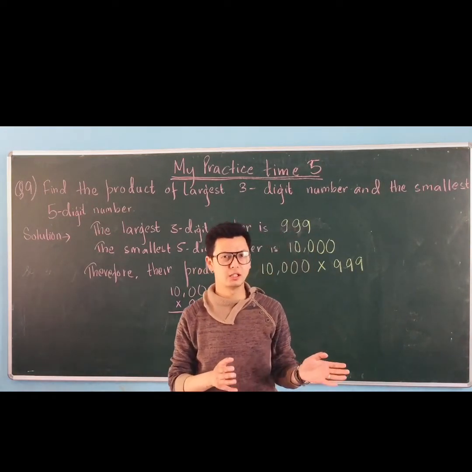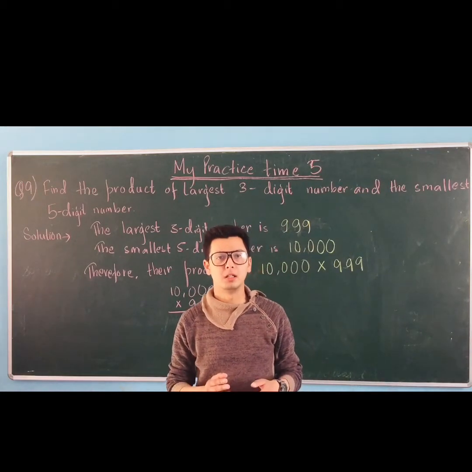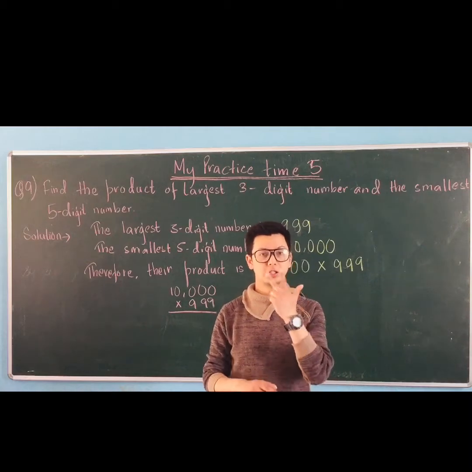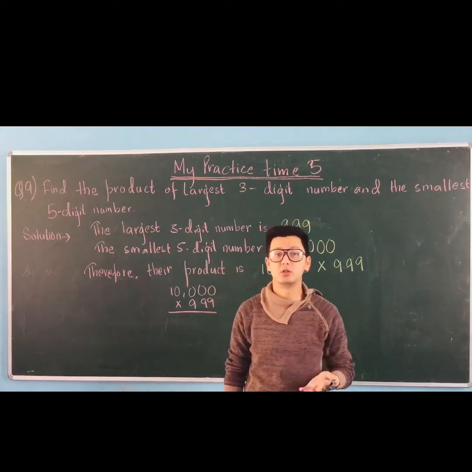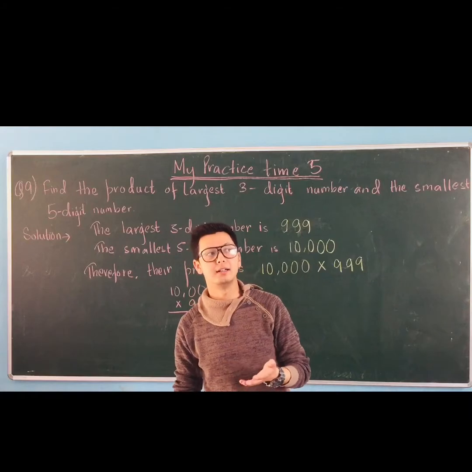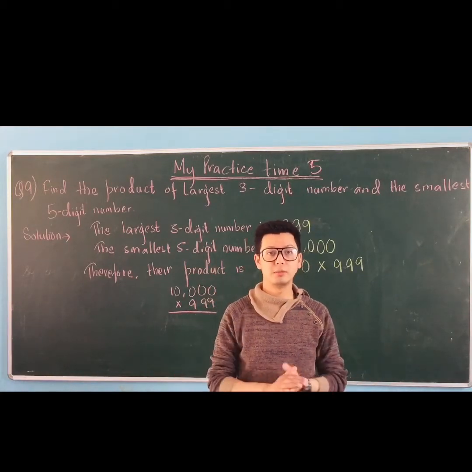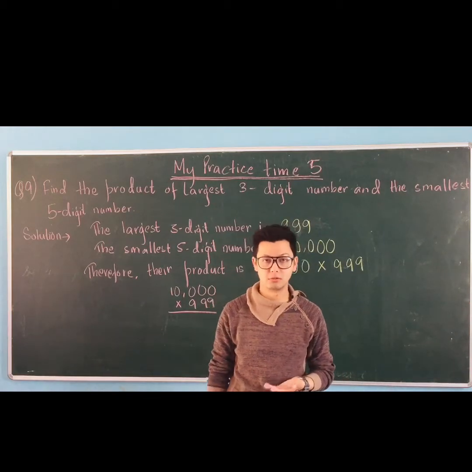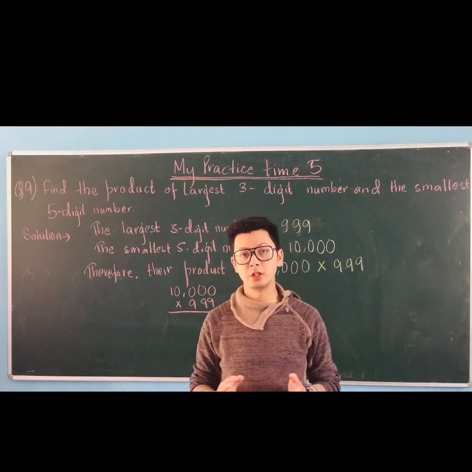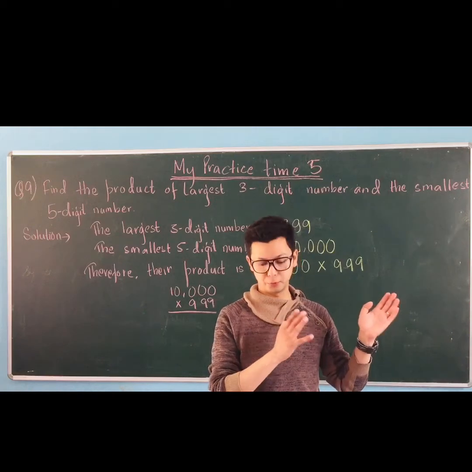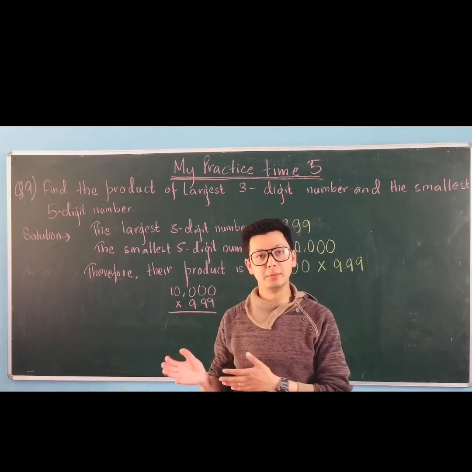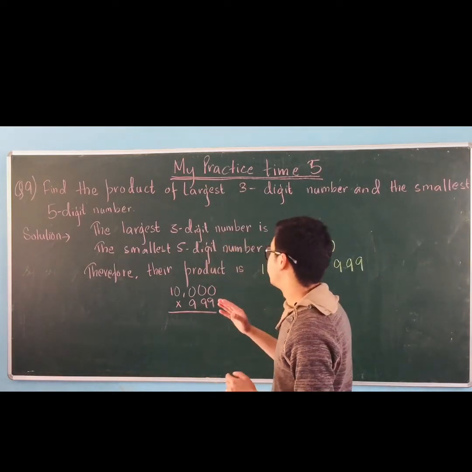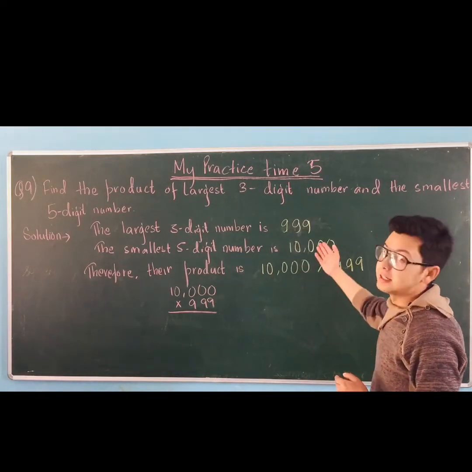And the smallest 3-digit number is 100, right? That makes 3 digits, so that is why it is the smallest 3-digit number. And the smallest 4-digit number is 1000. So that is how we differentiate between the smallest 4-digit or 5-digit, any digit number, and the biggest any digit number. Okay, so here the largest 3-digit number is 999.